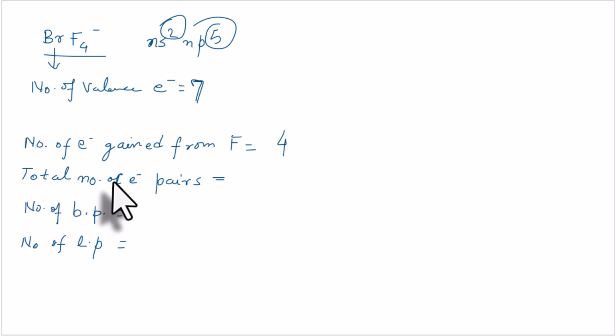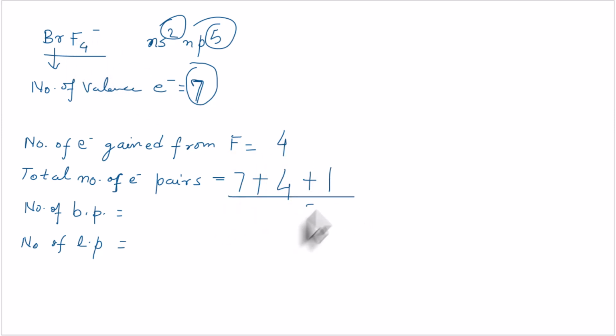So we have 4 electrons gained from 4 bonded fluorine atoms. Now the total number of electron pairs. We add the valence electrons of bromine, then the electrons gained from fluorine, 4, and then the negative charge as well, divided by 2. So we have 6. Now the number of bond pairs. We have 4 fluorines bonded to bromine, so 4 bond pairs. And then the number of lone pairs: the total number of electron pairs, 6, minus the bond pairs is equal to 2 lone pairs.